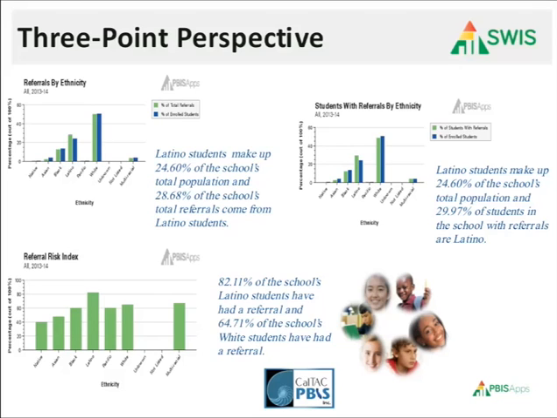Like now we know that 82.11% of the school's Latino students have had a referral, while only 64% of the school's white students have had a referral. So that's definitely disproportionate. Only 65% of white students. Yeah, really. So, more than half the kids are getting in trouble here.